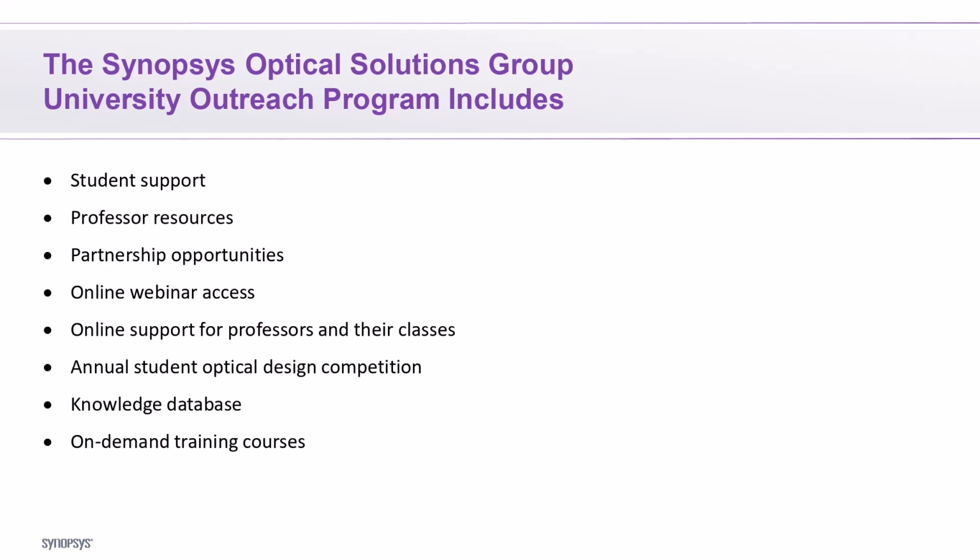The University Outreach Program can give you access to the following: student support, professor resources, partnership opportunities, online webinar access, online support for professors in their classes, annual student optical design competition, knowledge database, as well as on-demand training courses. What could the program do for you? We've asked a teacher and a few students to tell us about the experience.